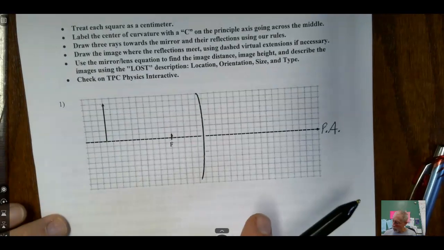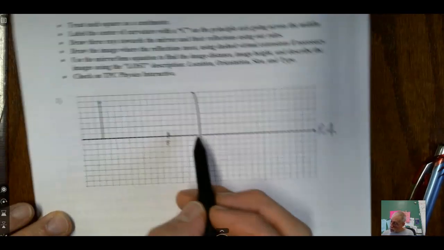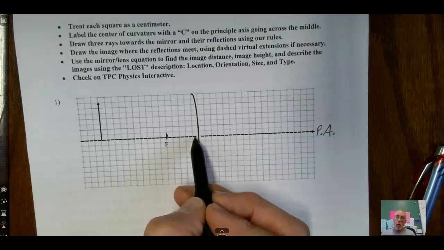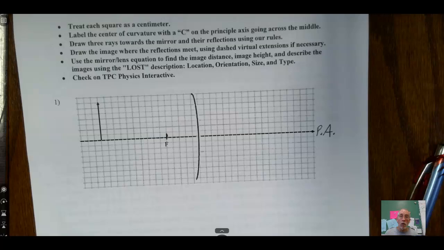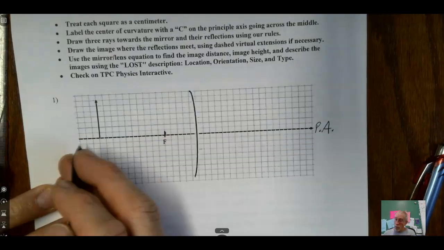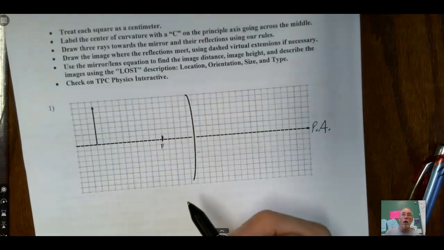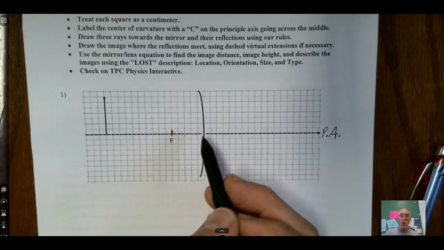You'll also hear it called a focus. So it's also important to know that the center of curvature, the center of this imaginary sphere, is also along the principal axis and twice as far from the mirror as the focal point is.